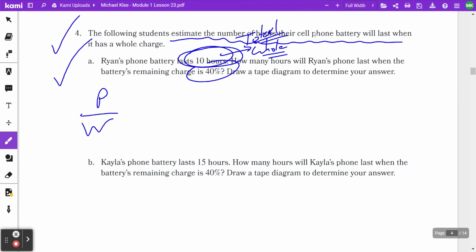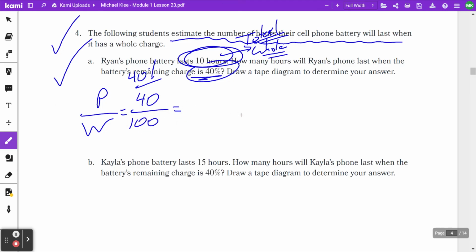So we can run a visual on that too, but right now I'm just going to show you another method, right? So the whole is 10 hours and the remaining is 40%. So we want to know how many hours does he have left? Well, let's take a look. So he has 40%, right? That's what's left. I'm going to turn that into a fraction, right? So a percentage is some value over 100.